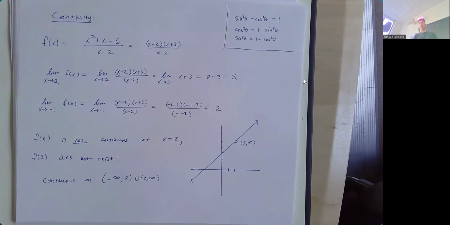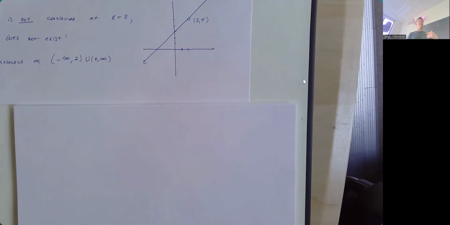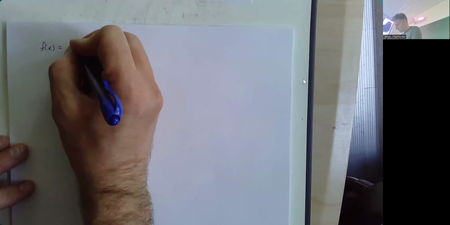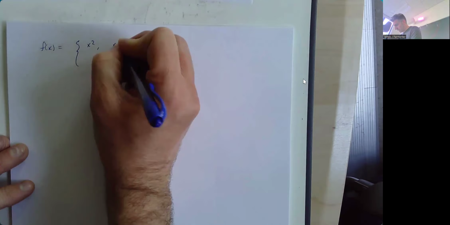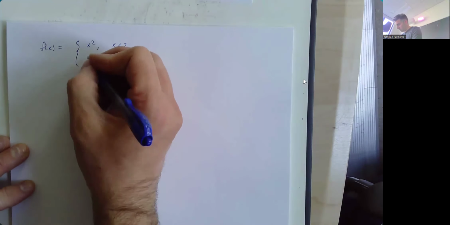So let's talk more about continuity. We'll look at some more examples of functions that may or may not be continuous. And the intuitive way of thinking about continuity is, can you draw the function without lifting your pencil off the paper? So watch me draw this and then answer the question for yourself. So here's my piecewise function, f of x equal to x squared when x is less than 2, and x plus 2 when x is greater than 2.